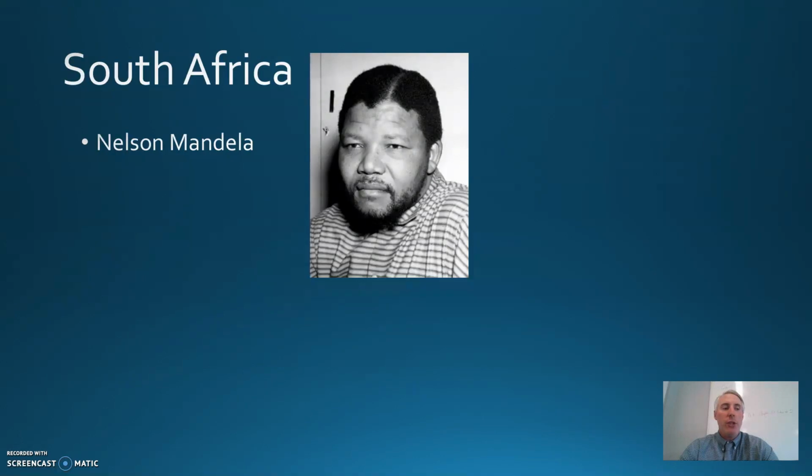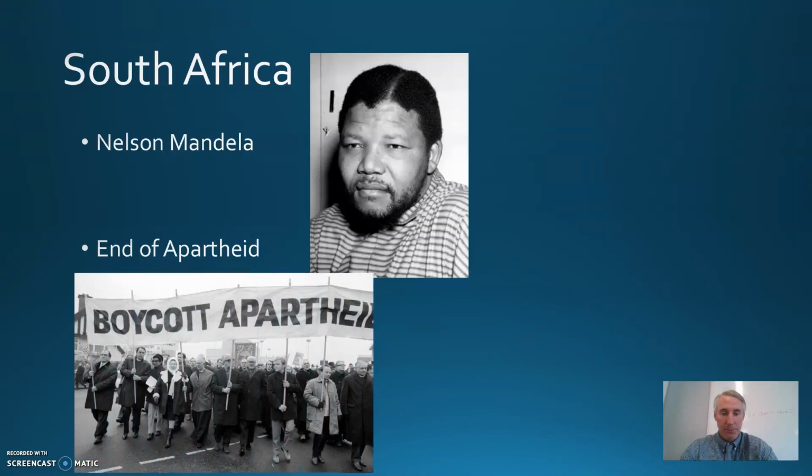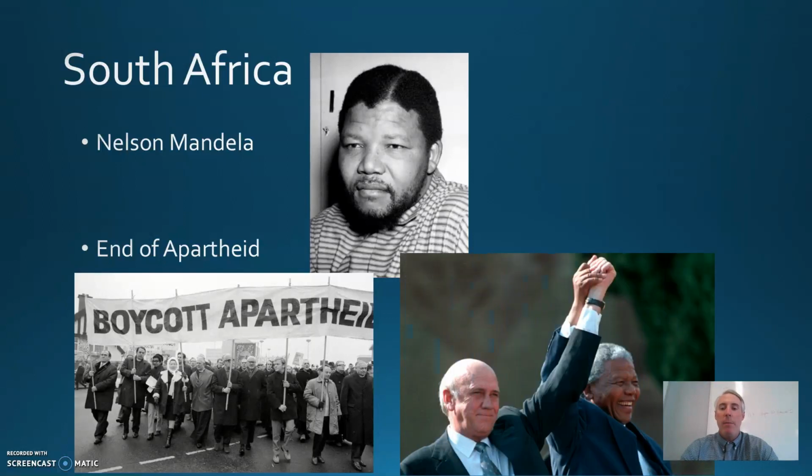Now, eventually, pressure from within South Africa and from other countries convinced the South African government to end apartheid. Many countries, including the U.S., imposed economic sanctions, meaning cutting off trade with South Africa. There were also massive boycotts in countries like Great Britain, the United States, throughout Europe and so forth. In 1990, South African President F.W. de Klerk decided apartheid should end. The following year, he freed Mandela.